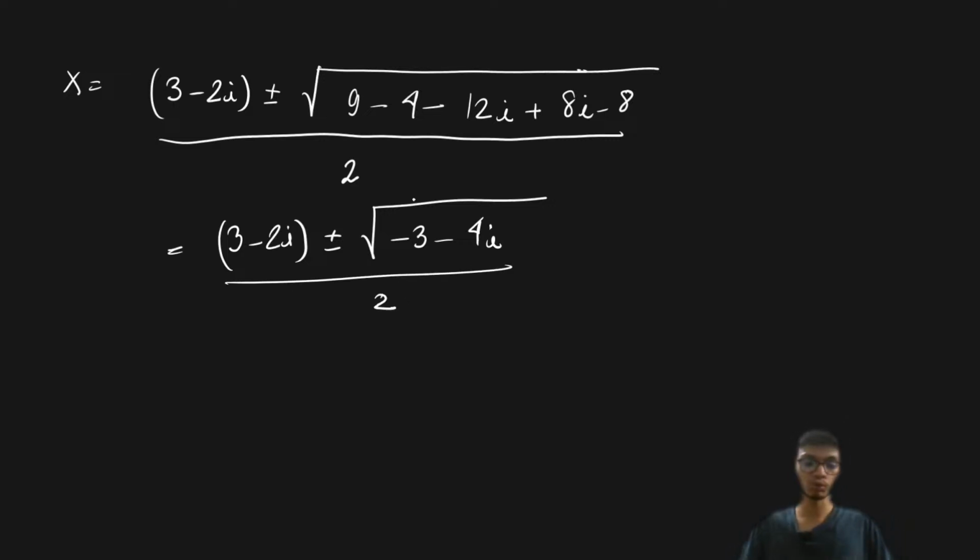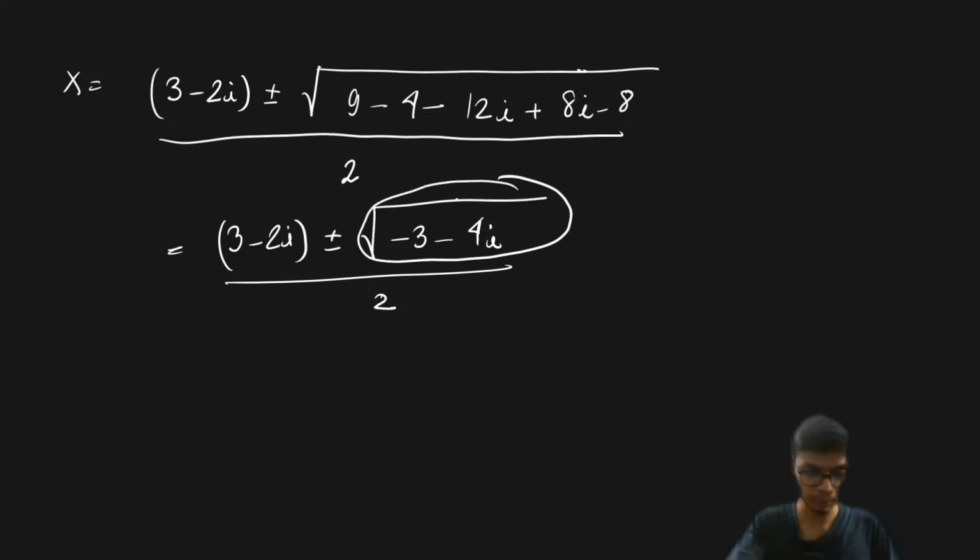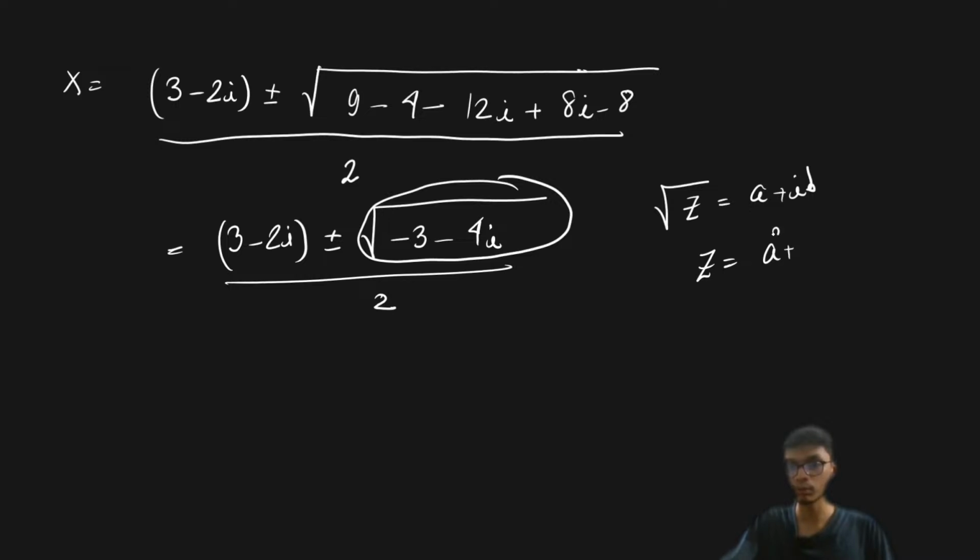Now the interesting part of this problem is to find the square root of this complex number. The square root of a complex number is always a complex number, so what I would suggest to find it is to assume a complex number a plus iota beta and take the square of both sides. Then you simply compare the real part with the real part and the imaginary part with the imaginary part of the complex number. That is what I would suggest to do here.